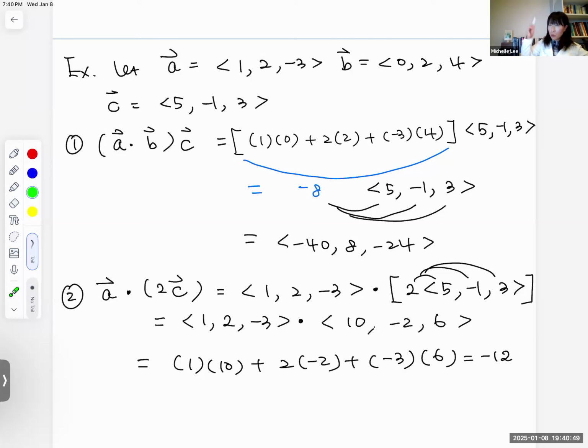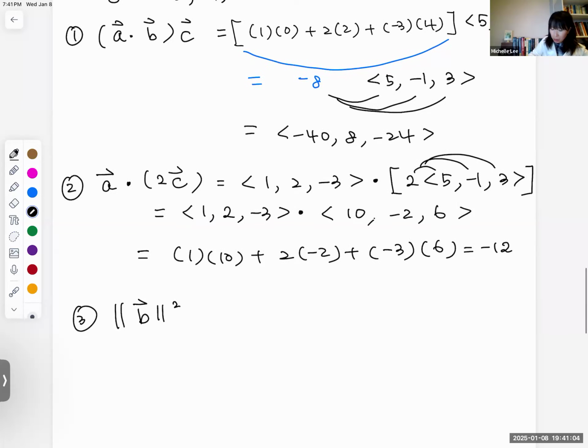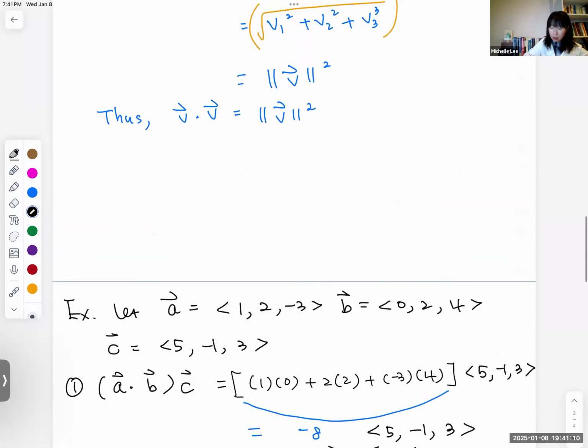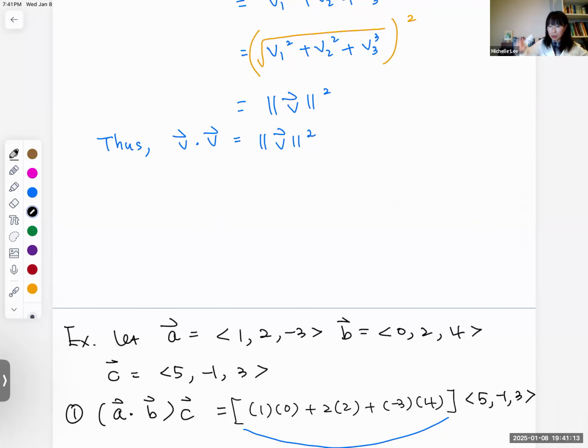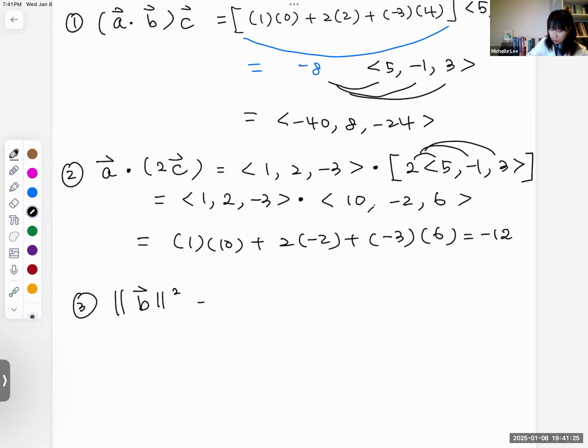All right. So one more, number 3. We have the magnitude of vector b squared. Okay, so that means, as we had earlier, the magnitude of b squared means the dot product of b with itself, right? So let's do that. b dot product with b, right?